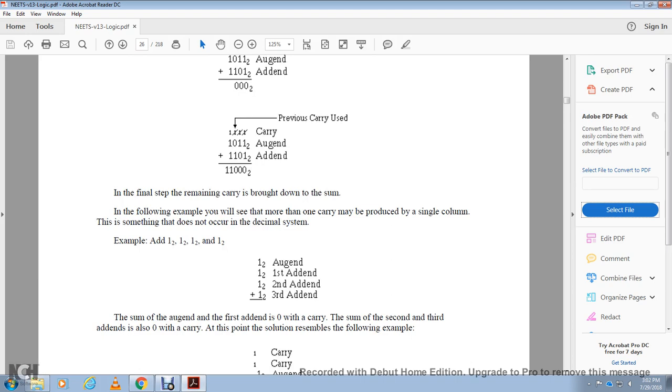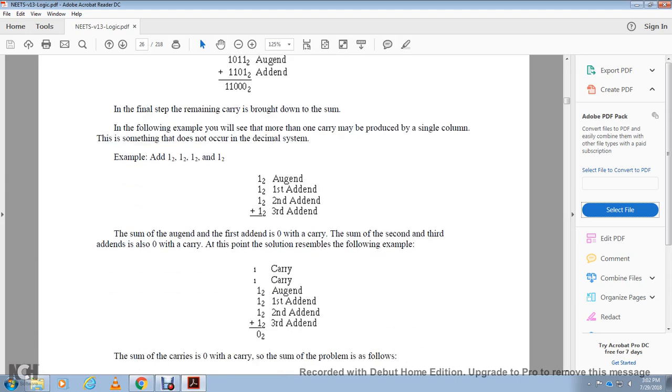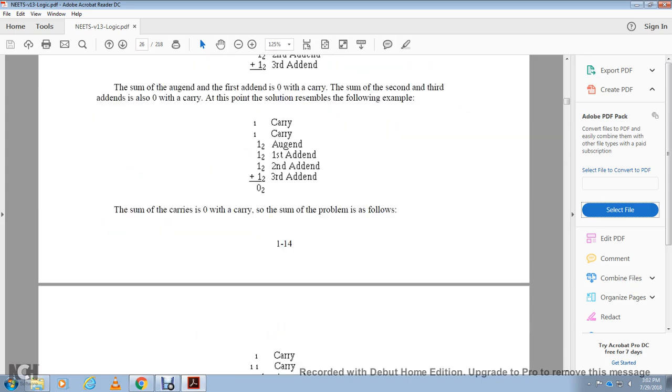Added together, the sum of the first and second is 0 with a carry, and the sum of the second and third is 0 with a carry. At this point, the result resembles a carry of 0 to the number 2. The sum of the 0 will be with a carry.